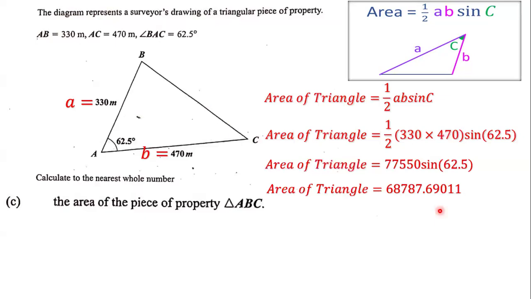Now, they want us to write our answer correct to the nearest whole number. What does that mean? That means that we look at this number here, which is 6, and it's greater than 5. And so we add 1 to 7, and 7 plus 1 is 8. So the area of the triangle correct to the nearest whole number is 68,788 meters squared. And that's the answer to this question.